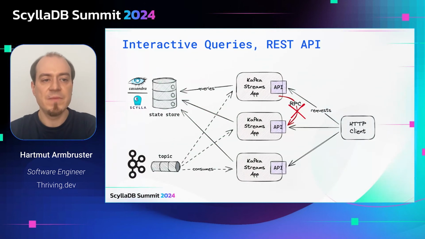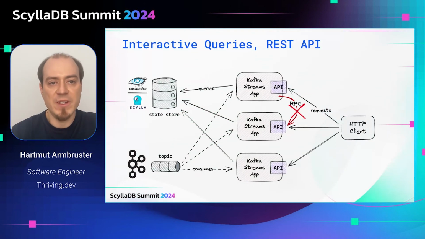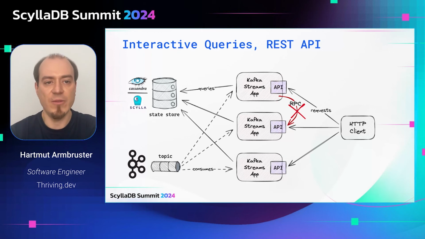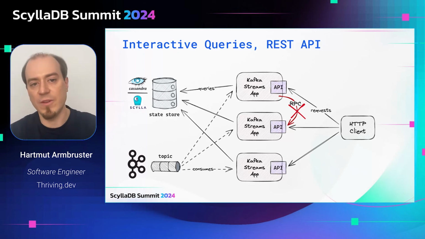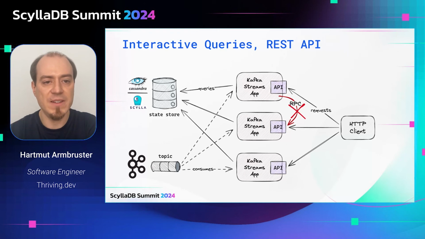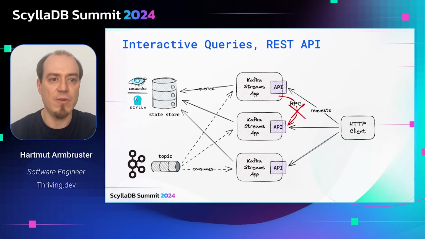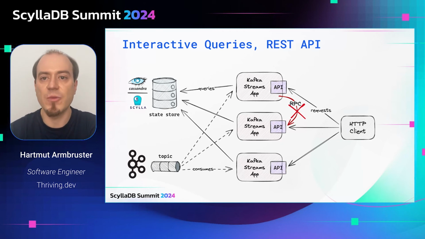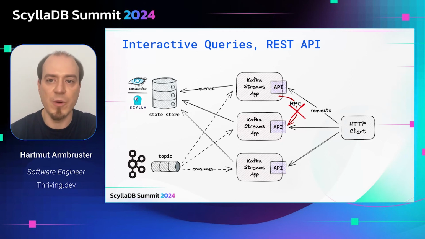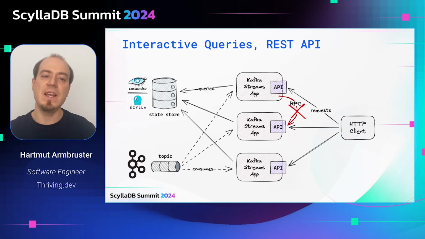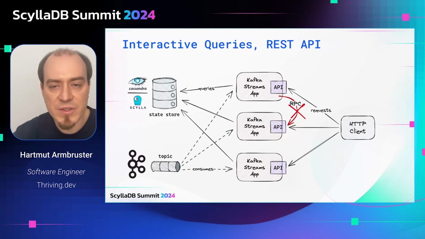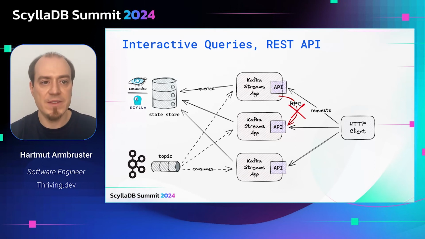Interactive queries, let's look at an example where we expose our state via a REST API. On the right hand side you can see an HTTP client requesting round robin to our stream instances, and this will become easier with an external state store, since there's no need for RPC, so remote procedure calls, between the running instances. Let's take a closer look to understand how this works and why this is necessary.